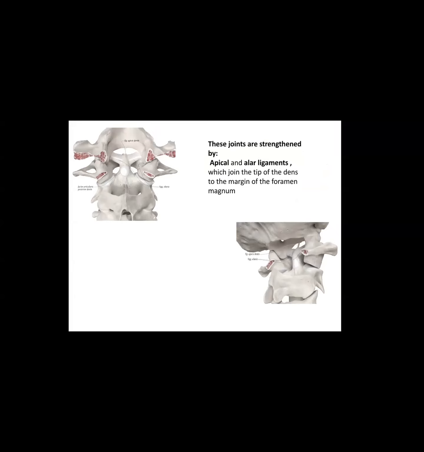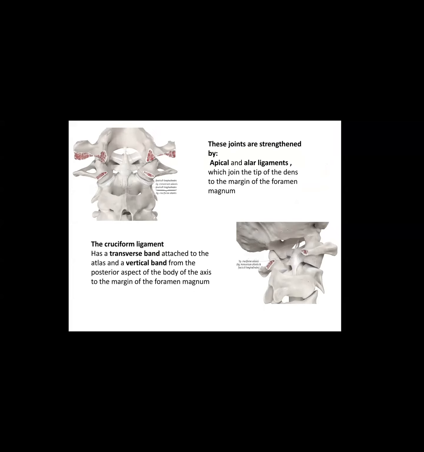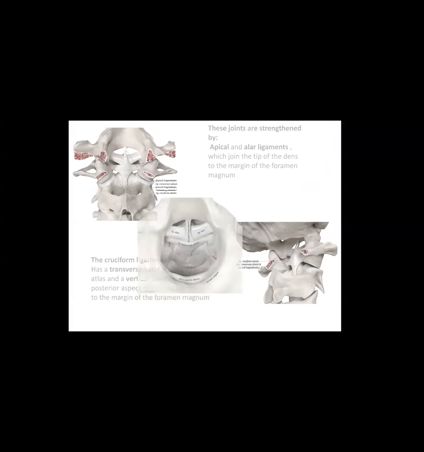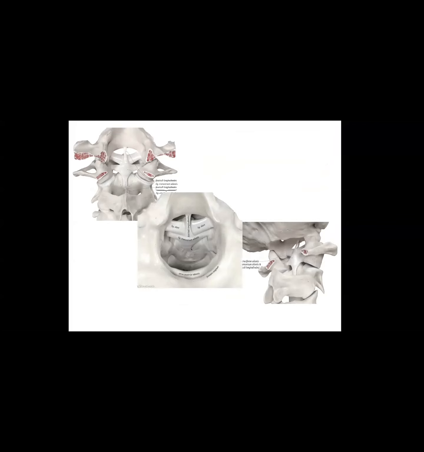These joints are strengthened by the apical and alar ligaments, as shown here in the pictures, which join the tip of the dens to the margin of the foramen magnum. The cruciate or cruciform ligament has a transverse band attached to the atlas and a vertical band from the posterior aspect of the body of the axis to the margin of the foramen magnum. Here is a superior view showing the alar ligament and the transverse and vertical bands of the cruciate ligament.